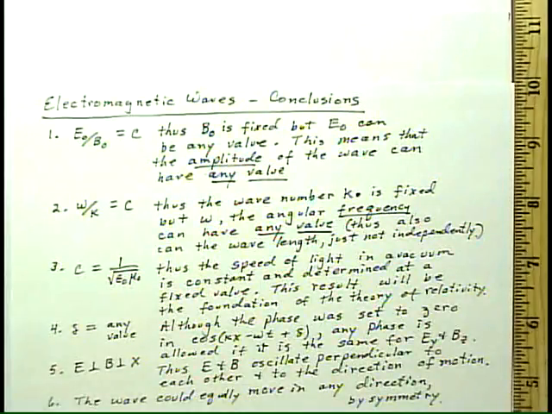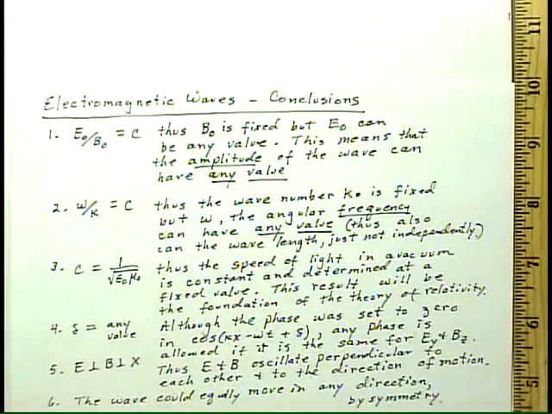Next, we notice that, automatically out of this solution, the electric field, the magnetic field, and the direction of the wave are all perpendicular to one another. Why was that? That was because we chose an E_y and a B_z, and we found that the wave propagated in the x direction. Therefore, we have this picture of the electric field oscillating in the y direction, the B field oscillating in the z direction, and the wave traveling in the x direction.